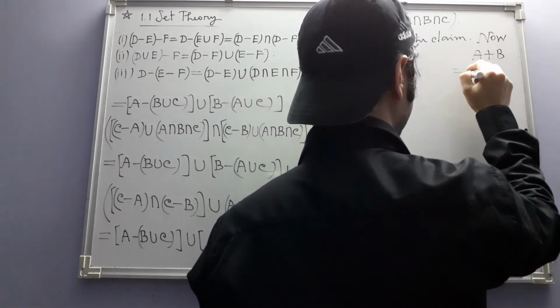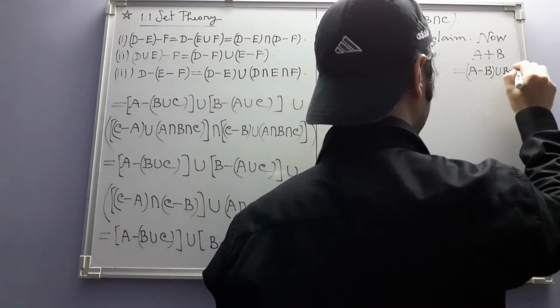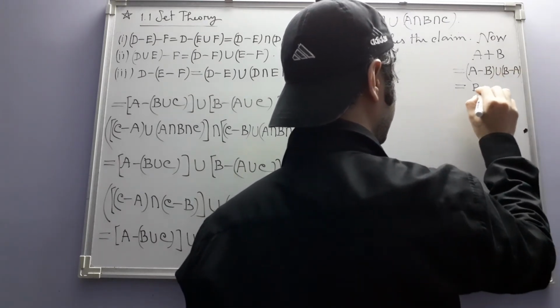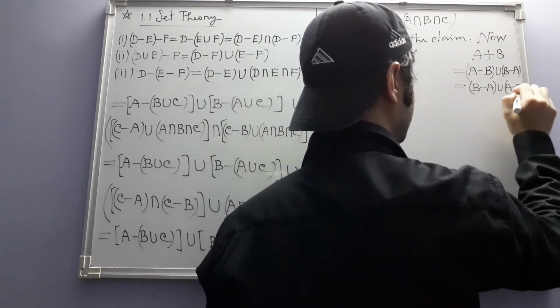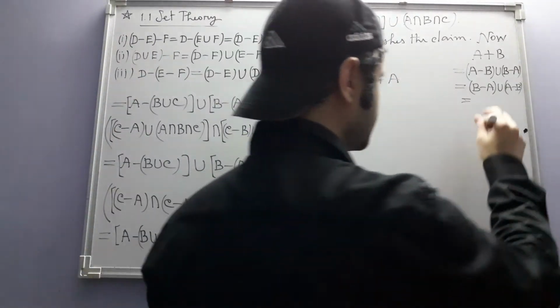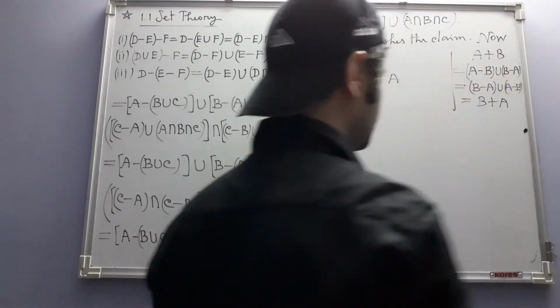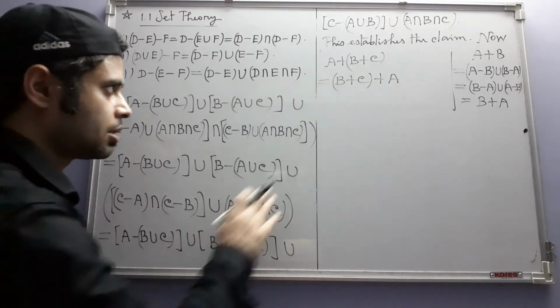According to the definition of addition, it is A minus B union B minus A. Since union is commutative, I can write B minus A union A minus B. And that is nothing but B plus A. So the addition operation we have here in this exercise is actually commutative, although it has not been mentioned anywhere in the exercise, but it's the case, and that's what we have used here.